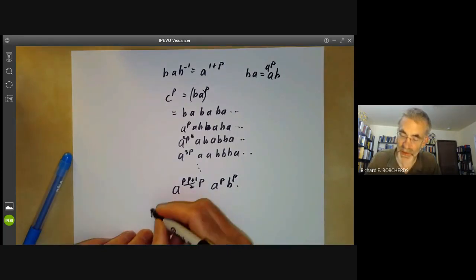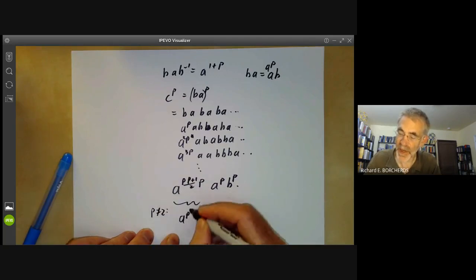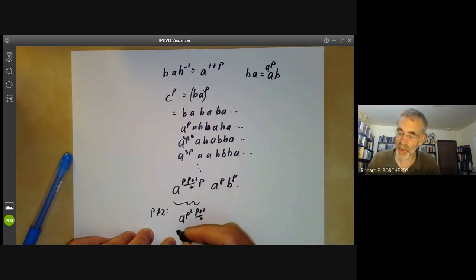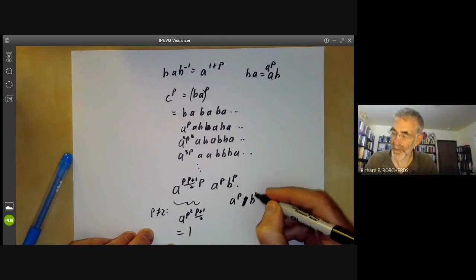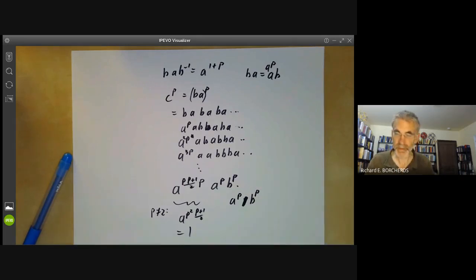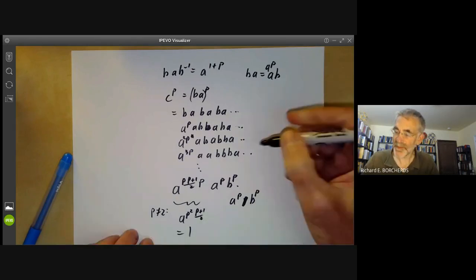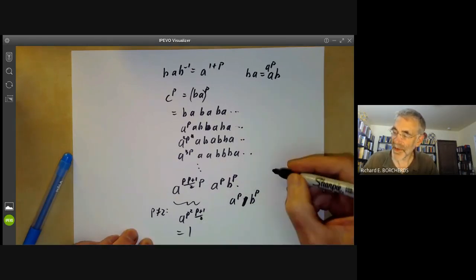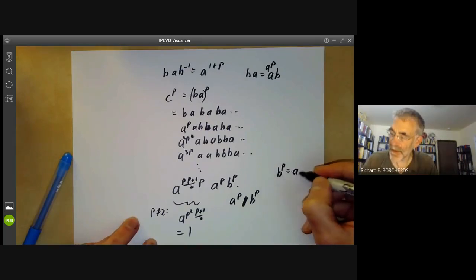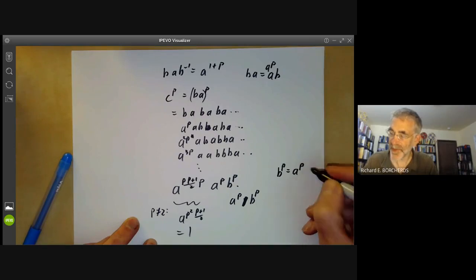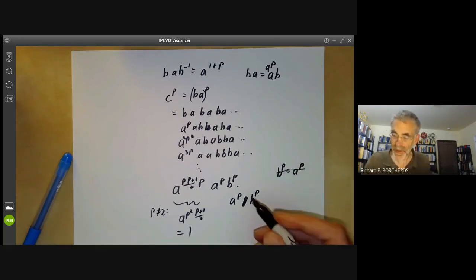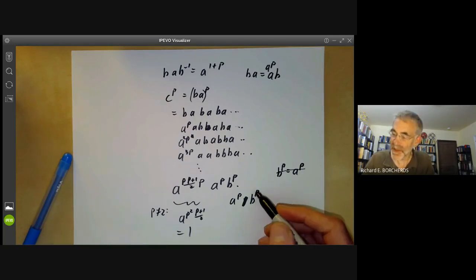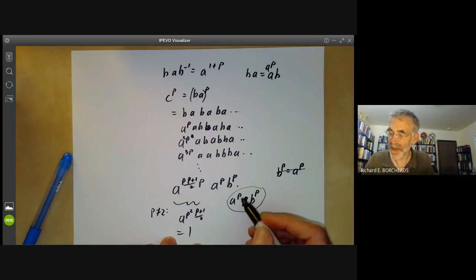Now, if P is not equal to 2, this is of the form A to the P squared to the P plus 1 over 2, which is 1. So this is just equal to A to the P, B to the P. We had these relations, B to the P is A to the P, but C to the P is going to be B to the P multiplied by A to the P. So this changes the pth power of our element by a factor of A to the P.